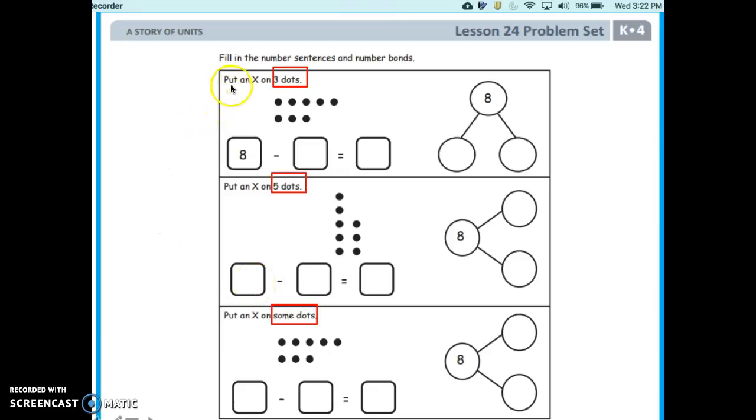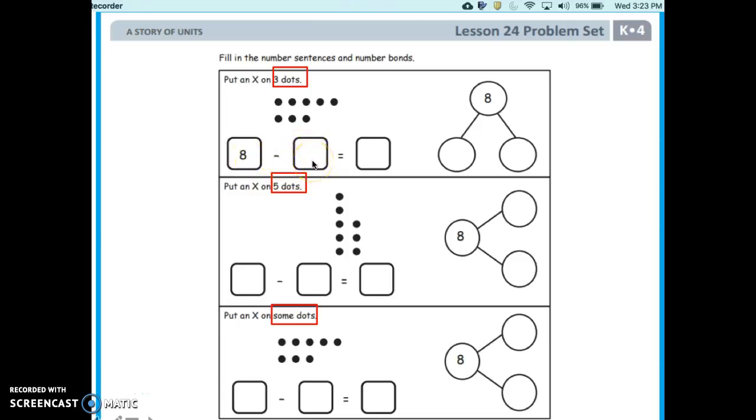So it says, put an X on 3 dots. So what you're going to do is put an X on 3 dots right here, okay? So you're going to have 8, take away, how many? How many did you just cross off? 3. So 8 take away 3.